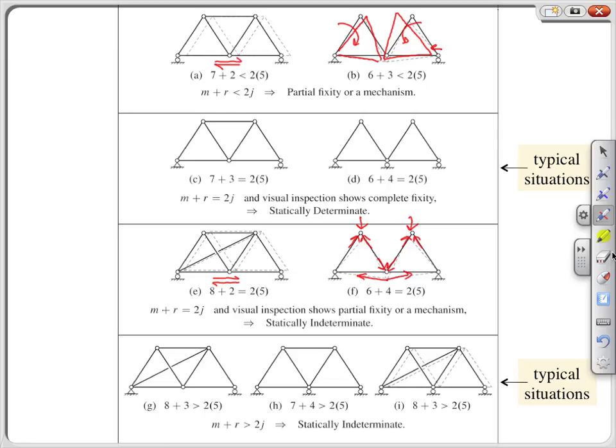Finally, the last row shows three cases where the trusses are statically indeterminate. This includes the very last truss, truss I, which is both statically indeterminate and a mechanism because of the 3 roller supports along its bottom.